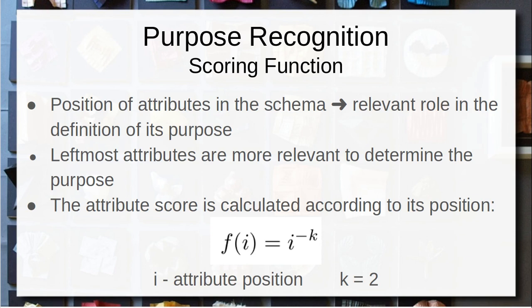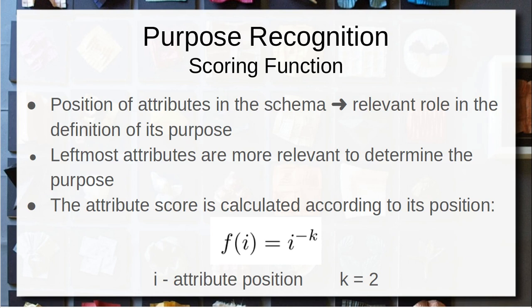First, we consider that when we want to recognize the purpose, the position of attributes in the schema is very relevant to define the role in the purpose. And the role of the position is highly related with the exploratory questions. So, for example, we observed that when the what questions or what related fields are in the leftmost positions, which we consider the more relevant, the spreadsheets are usually describing things like specimens. When when related questions are in the leftmost positions, they usually are describing events.